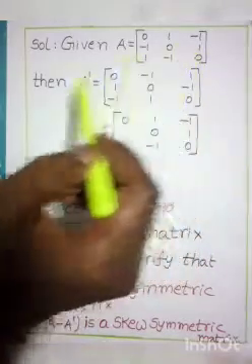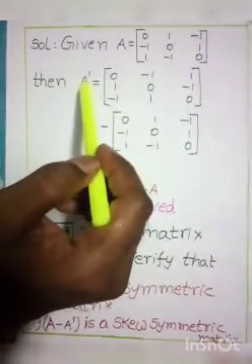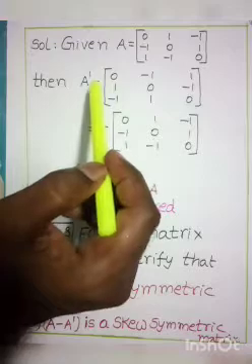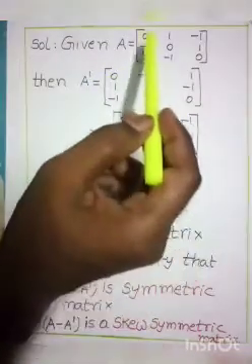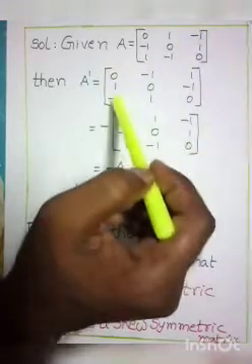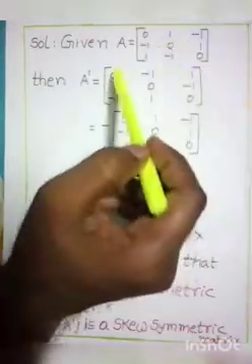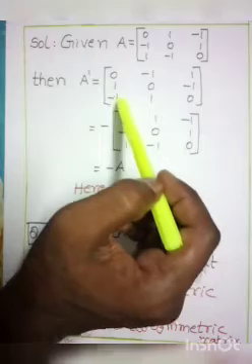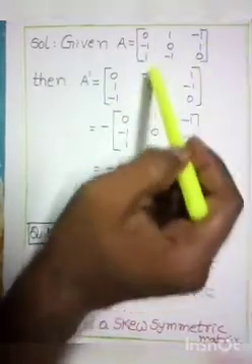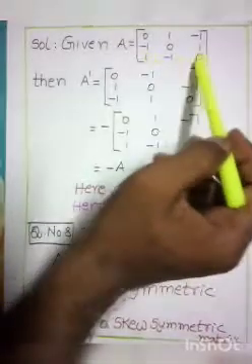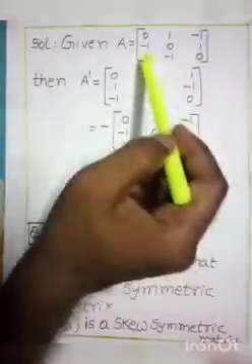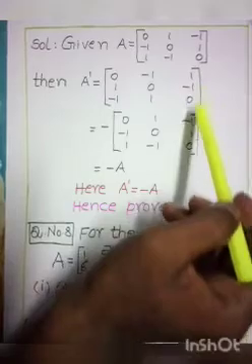Okay, my dear children. Then A transpose or A dash is equal to, how do we get A transpose? By interchanging the rows and columns. So we wrote first row as first column, 0 1 minus 1. We wrote second row as a second column, minus 1 0 1. Now we wrote third row as a third column, 1 minus 1 0.